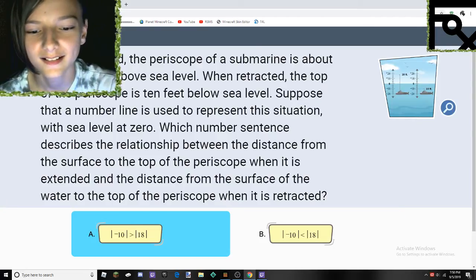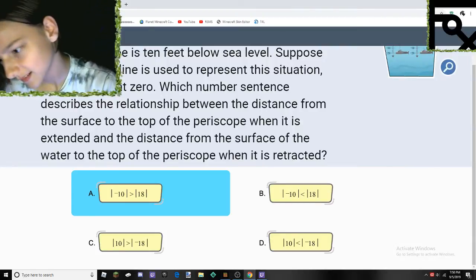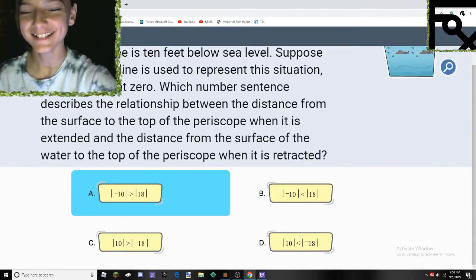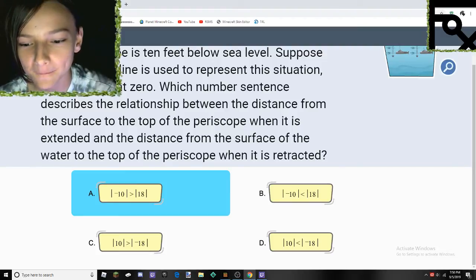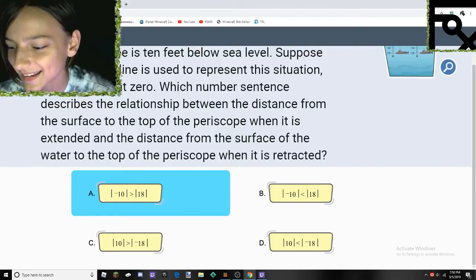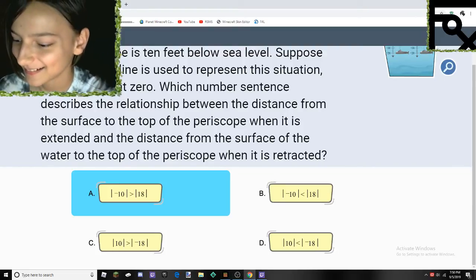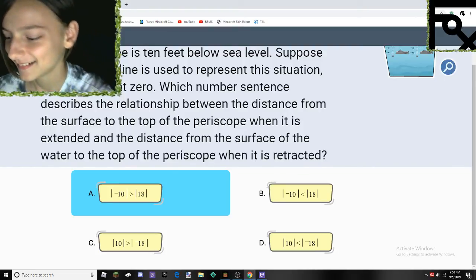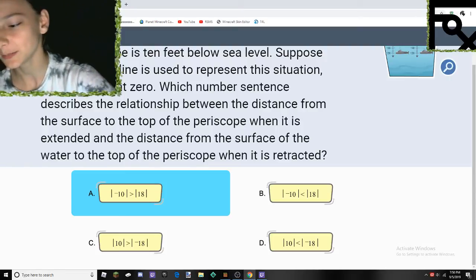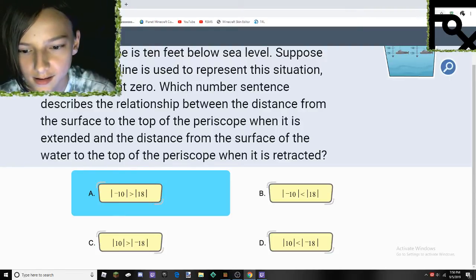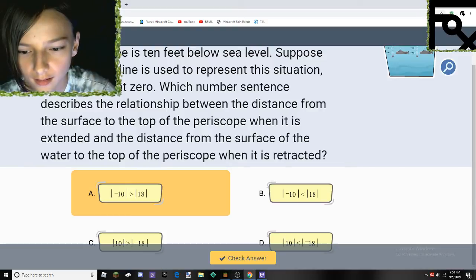When extended, the periscope of a submarine is about 18 feet above sea level. When retracted, the top of the periscope is 10 feet below sea level. Suppose that a number line is used to represent this situation, with sea level at 0. Which sentence describes the relationship between the distance from the surface?